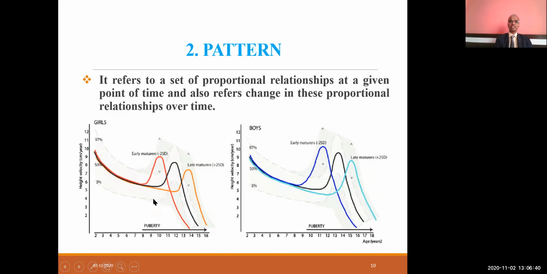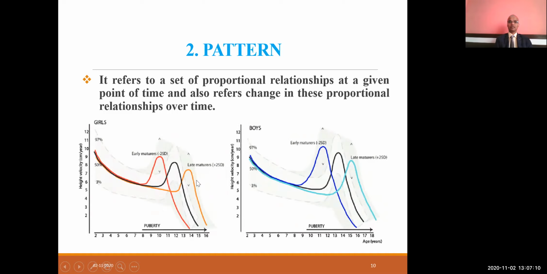So there is change in proportional relationship over time. In the starting, the velocity is high, then it slightly decreases. Then again there is a sudden increase in height. So there is a change in proportional relationship over the time.